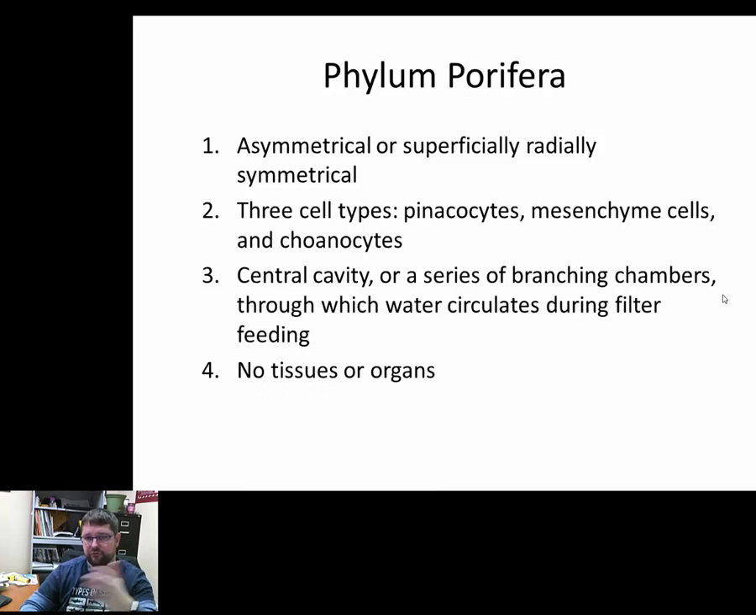Okay, so again, just to reiterate, there are no tissues, even though they have cells, and the cells sometimes coordinate with each other. They have no tissues, and if they have no tissues, they clearly have no organs.